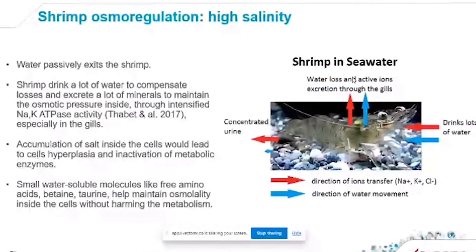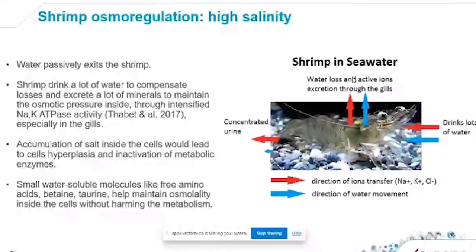strategies when they are placed under high salinity. Well, remember, water is going to exit passively from the shrimp to the environment. So shrimp, to compensate for this loss of water, drink a lot of water and excrete a lot of minerals to maintain the osmotic pressure inside through intensified activity of the sodium potassium ATPase, especially in the gills, but in all the membranes exposed to the high salinity.